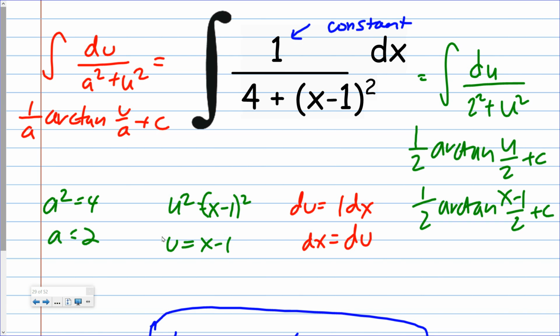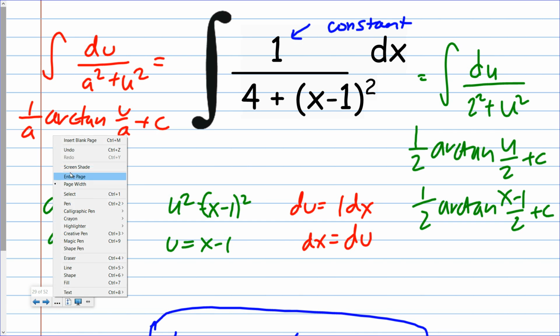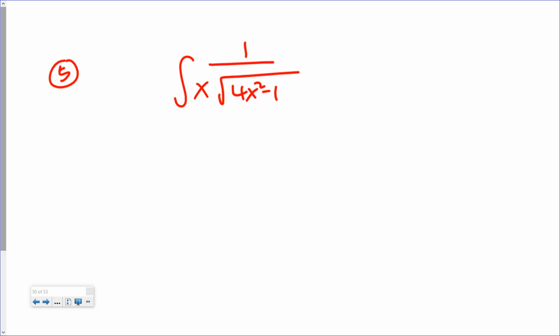I'd like you to look at number 5 with me. If you look at number 5 on your homework, okay, you have this problem that looks like this: 1 over x, the square root of 4x squared minus 1 dx. And I'm just going to give you a big hint. You can try U substitution. It's not going to work out. But you can try it and find for yourself that the x's are not going to cancel.